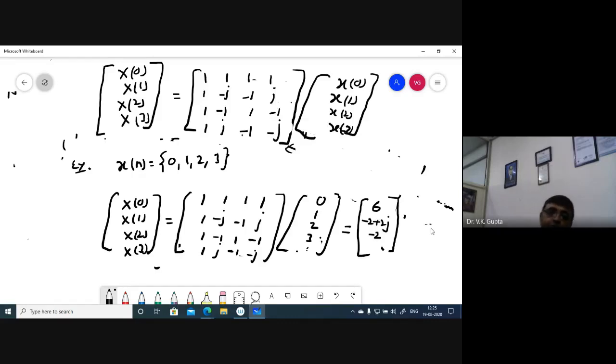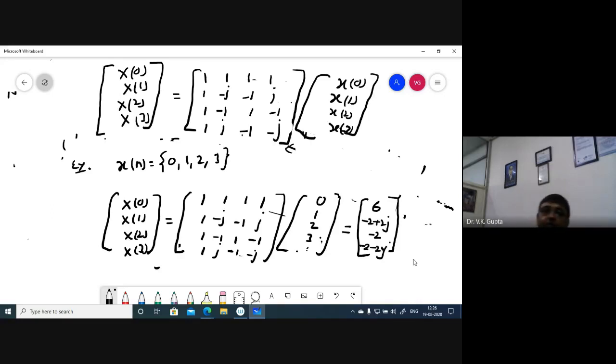And what will be the fourth point? This into this plus this into this plus this into this plus this into this, means j minus 2 minus 3j. So minus 2 minus 2j. The fourth point will be minus 2 minus 2j.